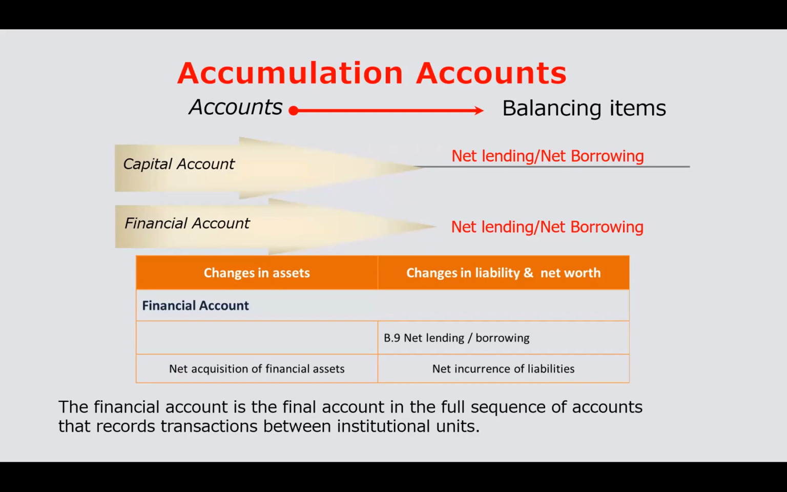In accumulation accounts, we have these balancing items. For the capital account it is net lending, net borrowing, and for the financial account, net lending and net borrowing. The financial account is the final account in the full sequence of accounts that record transactions between institutional units.